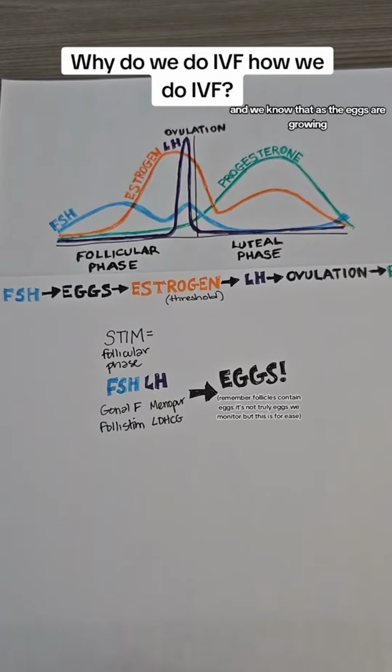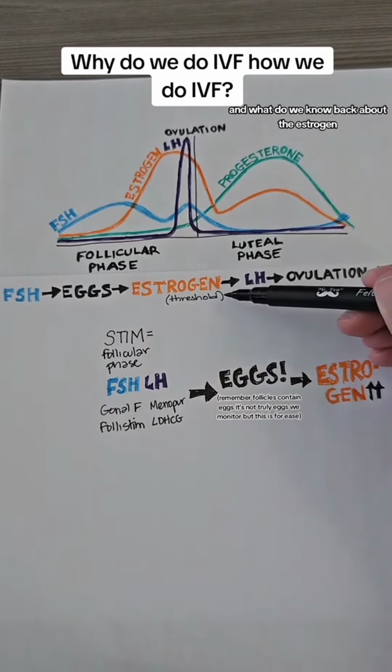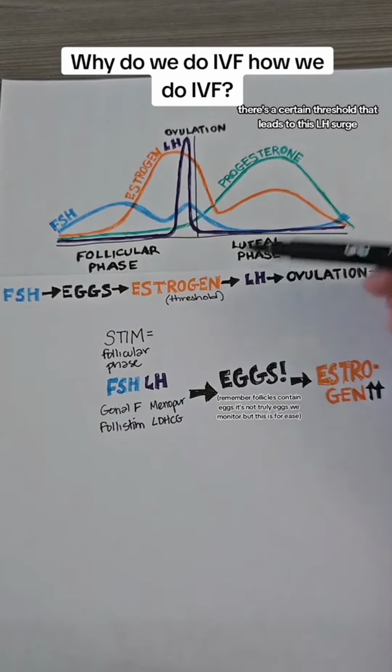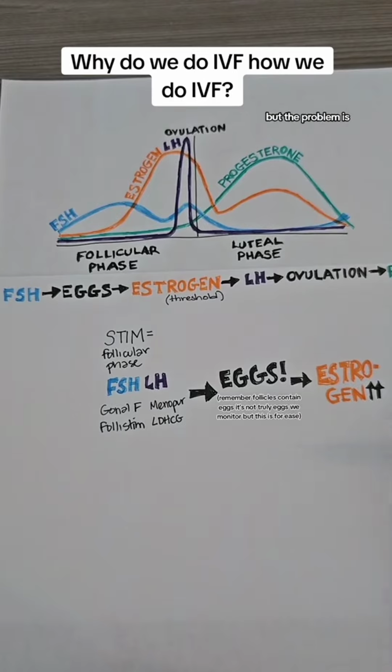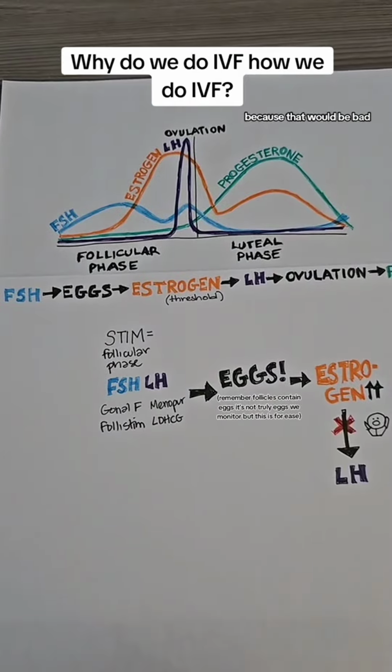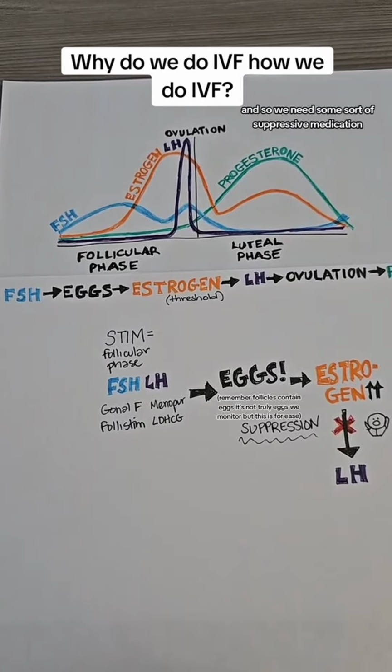And we know that as the eggs are growing, estrogen goes up, up, up. And what do we know about the estrogen? There's a certain threshold that leads to this LH surge. But the problem is when you're making many eggs, the estrogen is higher earlier than what we want it to be. And that means that we need to block this LH surge from happening, because that would be bad. And so we need some sort of suppressive medication that prevents this from happening.